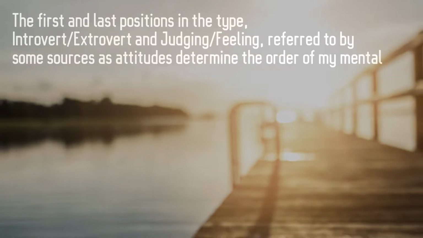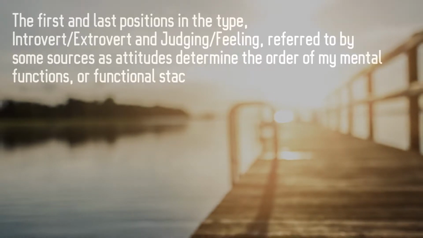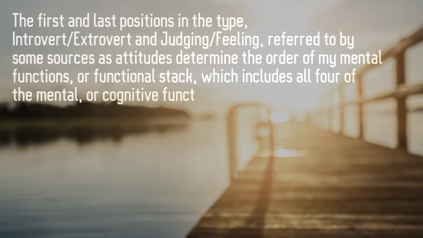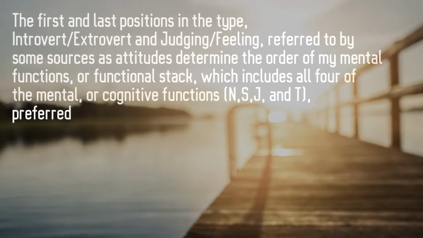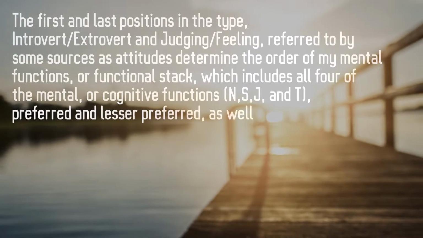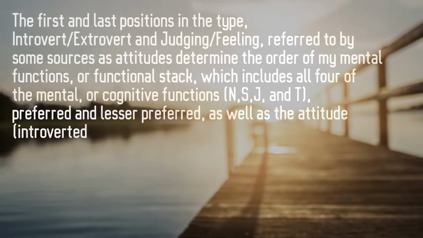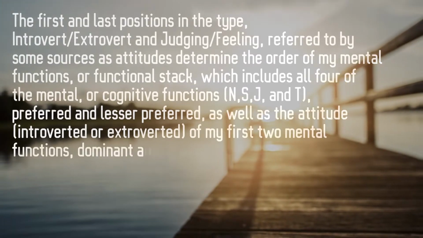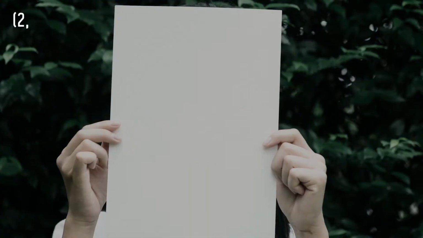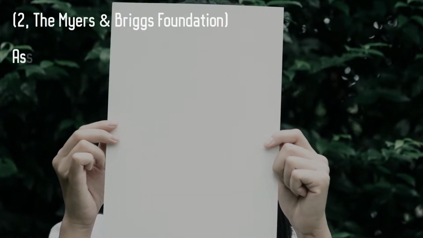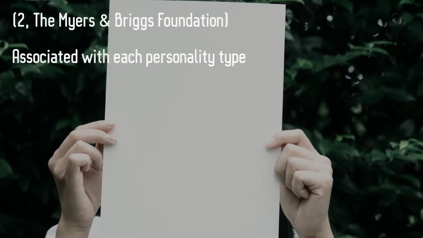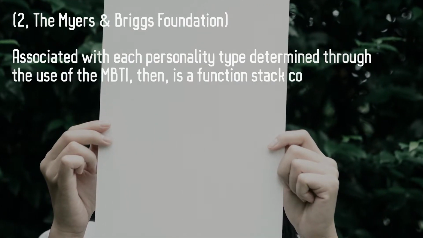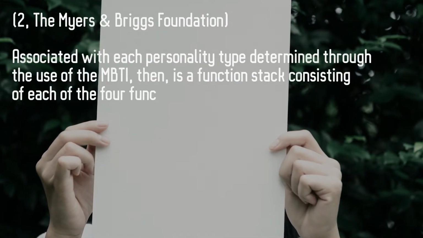order of my mental functions, or functional stack, which includes all four of the mental or cognitive functions, N, S, J, and T. Preferred and lesser preferred, as well as the attitude, introverted or extroverted, of my first two mental functions, dominant and auxiliary. Associated with each personality type determined through the use of the MBTI, then, is a function stack consisting of each of the four functions, the two preferred followed by the lesser preferred.